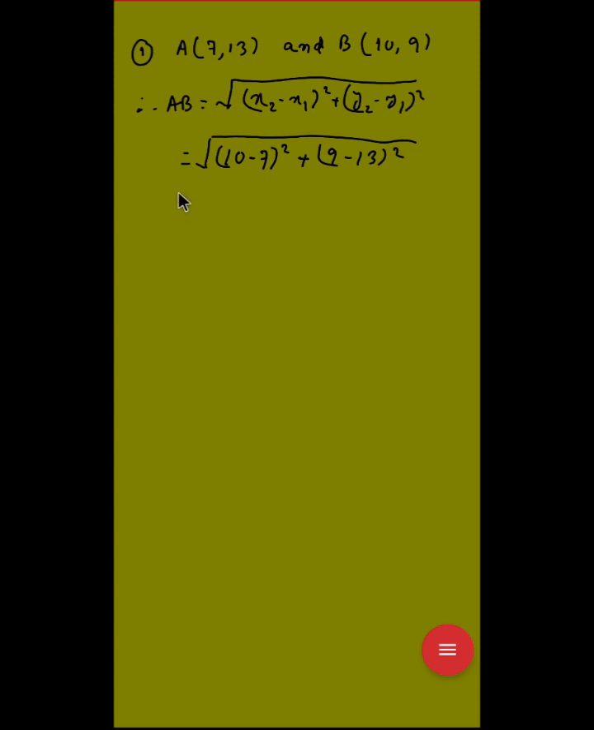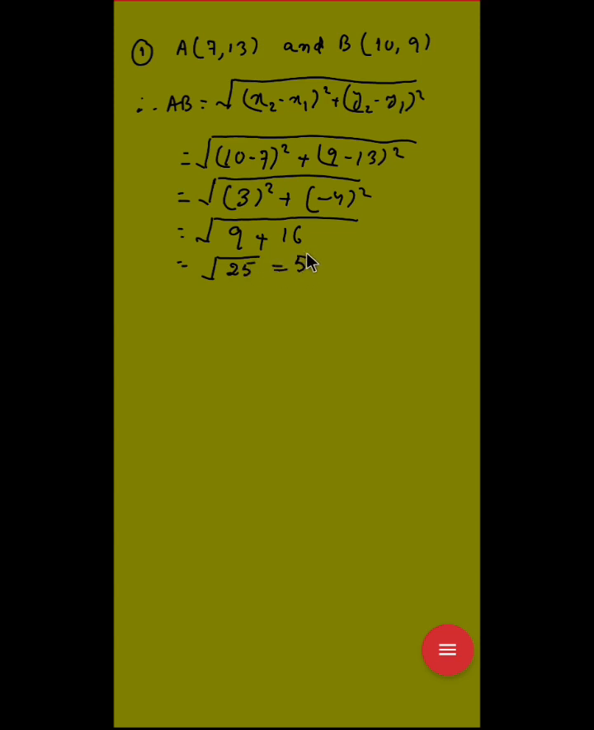So do the calculation, take the under root. 10 minus 7 is given by 3 square plus 9 minus 13 gives minus 4 whole square. So it will give under root of 3 square gives 9 and minus 4 square gives 16. Do your calculation. 9 plus 16 is given by under root of 25. So it will give the value of 5 unit.